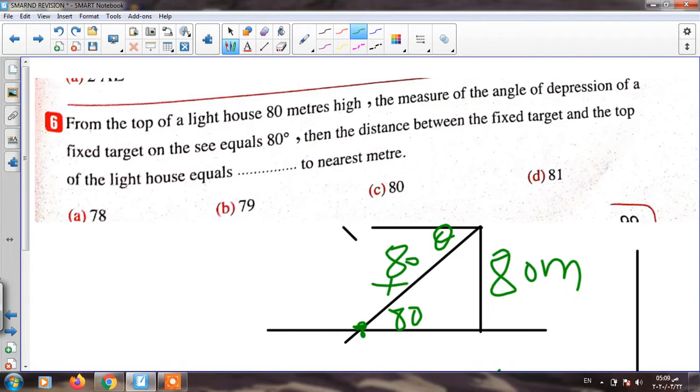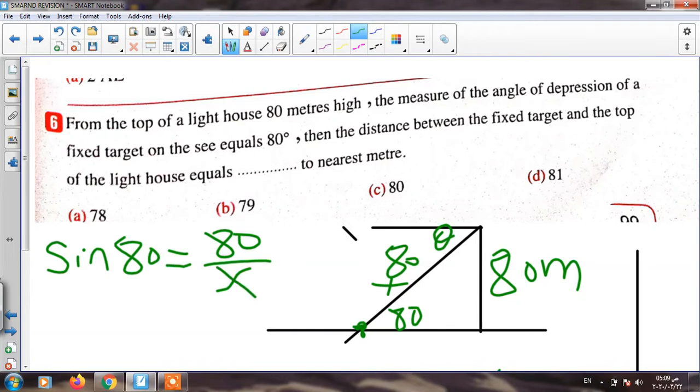So this part. So we have the opposite, and we wanted the hypotenuse, and we got the angle. Opposite and hypotenuse give me the sine. So then sine 80 is going to be 80 over x, which is our required. The required here is to find x, the distance between the fixed and the top of the lighthouse. So here x is going to be 80 over sine x.